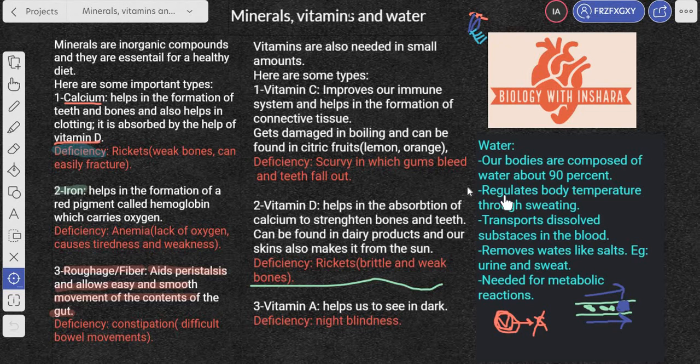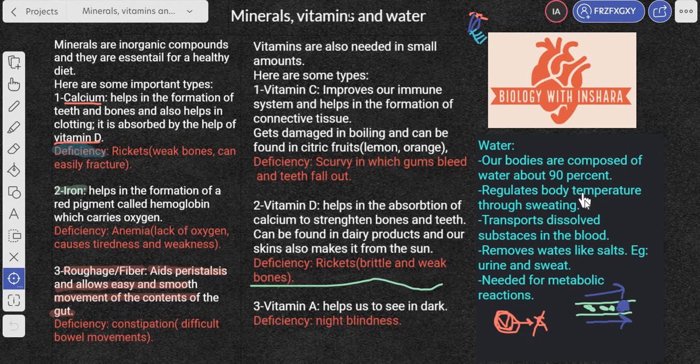Okay, water now. This is actually not much of it comes in the exam, in the paper. Just a little bit of it comes in it, so we won't spend too much time on this. There's certain things that need more focus, and there's certain things that do not require much focus, and this here does not require much focus, but however it needs to be done. Water. Our bodies are composed of water, about 90%. Yes, 90% of our body is made up of water, so that's quite a lot, right?